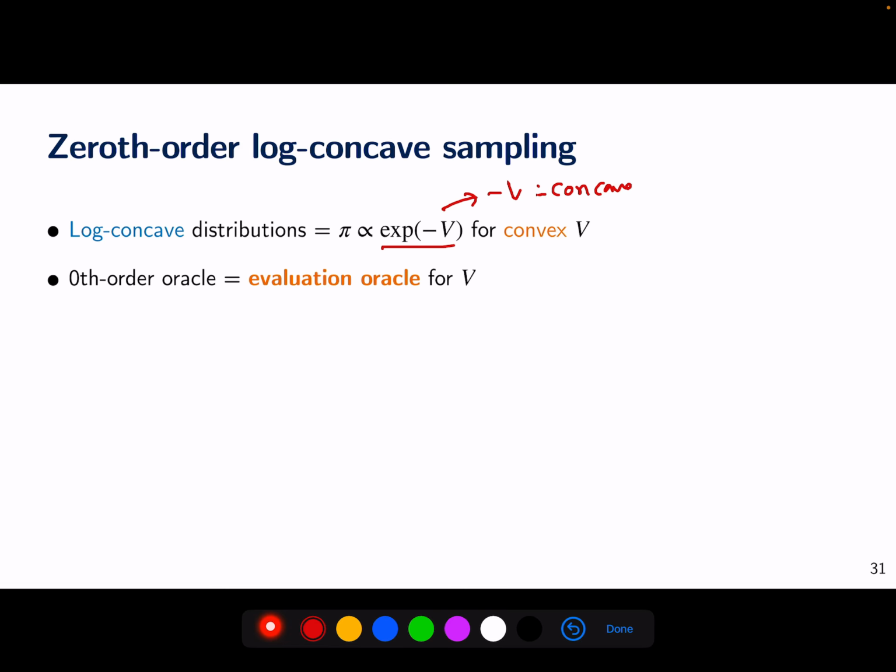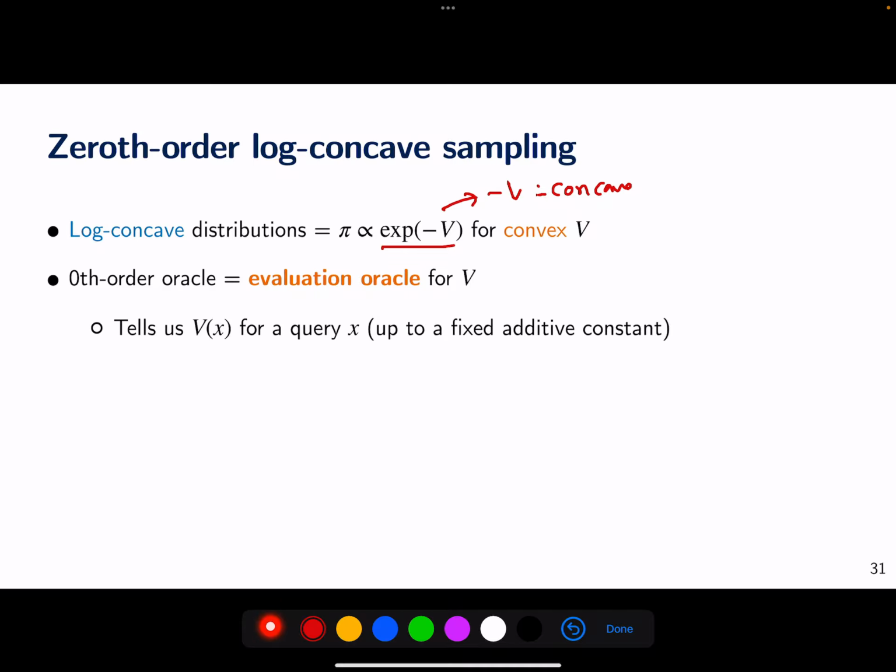And then just as we work with the membership oracle for uniform sampling from a convex set, we need a proper generalization of this membership oracle, which we call the zeroth-order oracle or evaluation oracle for V. If you query a point x to this oracle, the oracle tells us the value of the potential function V at that point x, up to some fixed additive constant. So under this evaluation oracle, you don't need to know the normalization constant of e to the minus v, okay?